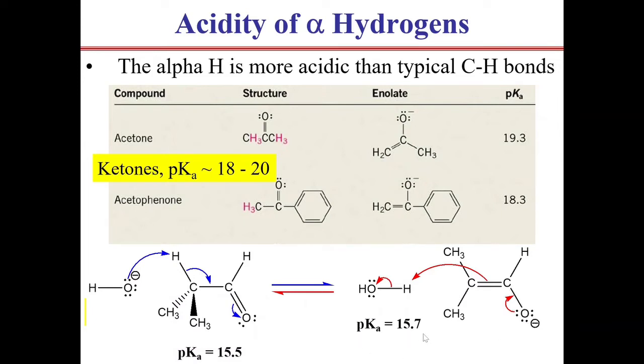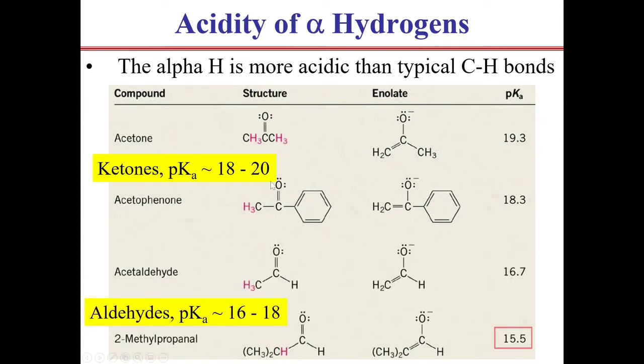Water is your conjugate acid, and if you'll notice, the pKa of my aldehyde is 15.5 at the alpha position. The pKa of my conjugate acid, water, is 15.7. Water at 15.7 is a slightly higher pKa value, therefore slightly weaker, and therefore equilibrium will favor the formation of products. Not by a lot, but by enough. So this tells us that hydroxide is able to effectively remove a hydrogen from the alpha position of aldehydes.